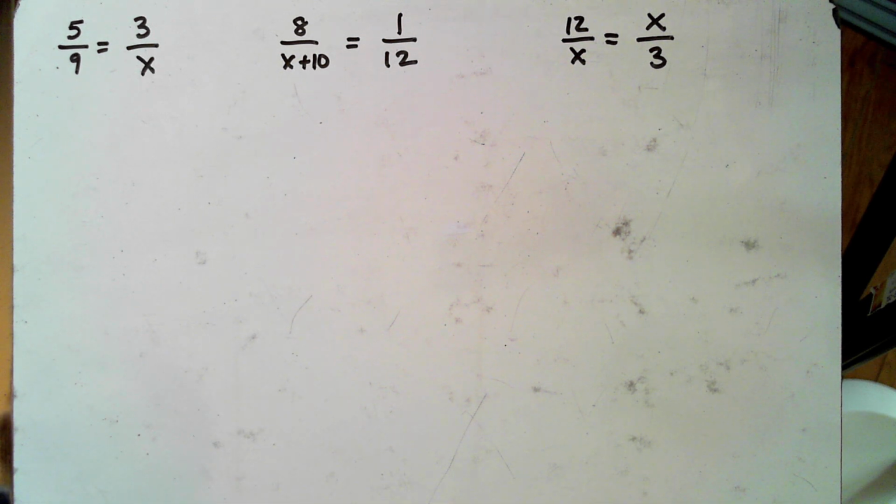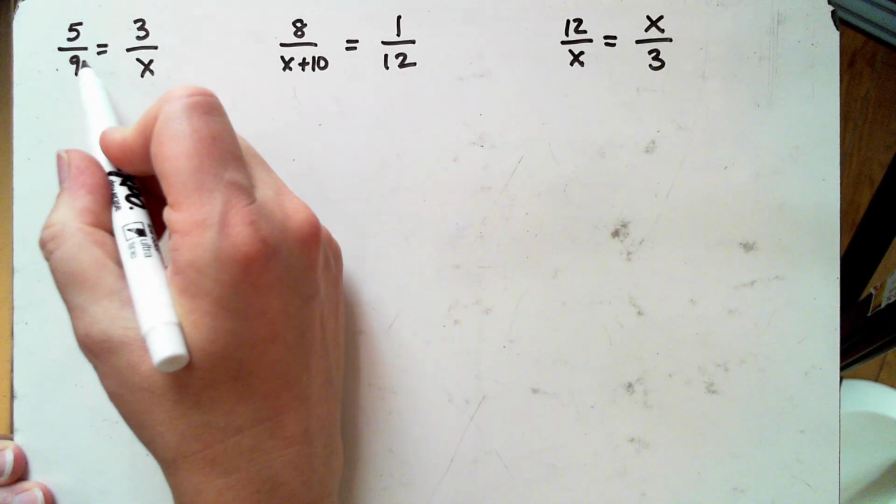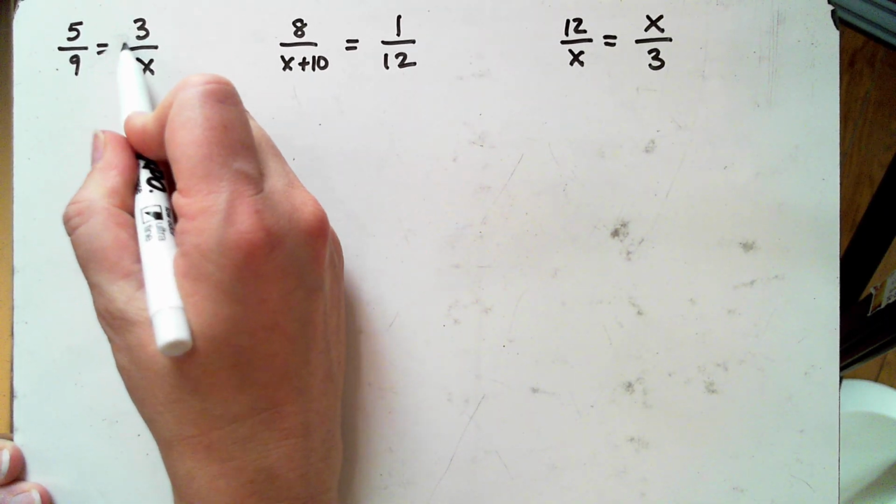Hello everyone, and we're going to do a quick review today about solving proportions. So in a proportion, when you solve, you want to use a cross product. When you do that, you multiply the numbers that are across from each other.